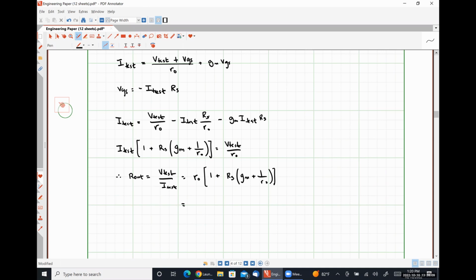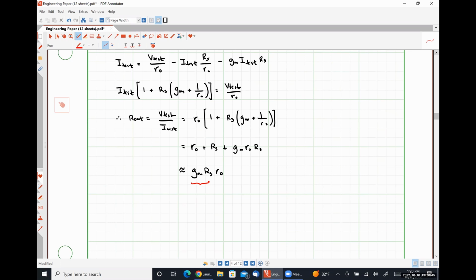which looks like R naught plus RS plus gm R naught RS, or approximately gm RS times R naught. So effectively, this source degeneration scheme scales our output resistance by a factor of gm, our transconductance at our DC operating point, times whatever value we choose for RS. So arguably, we should see that we get a larger output impedance, right? Generally speaking, that's good because it's going to make our device look more like an ideal current source to whatever we are connecting it to.